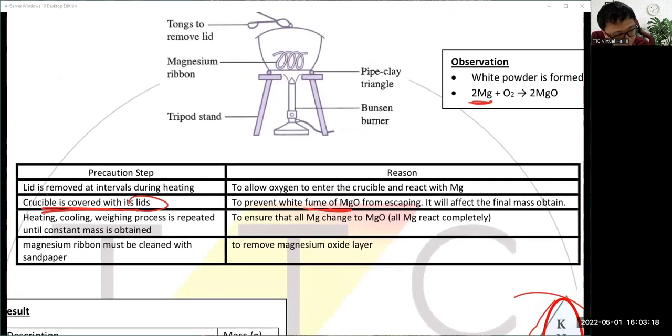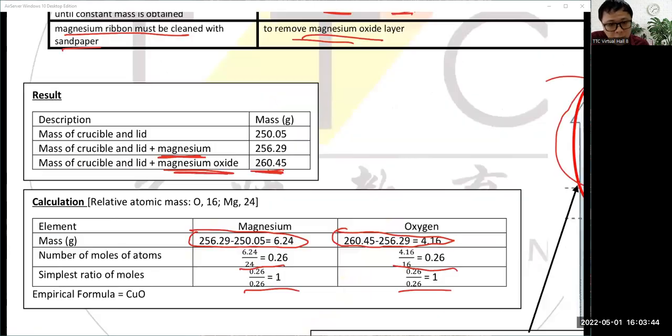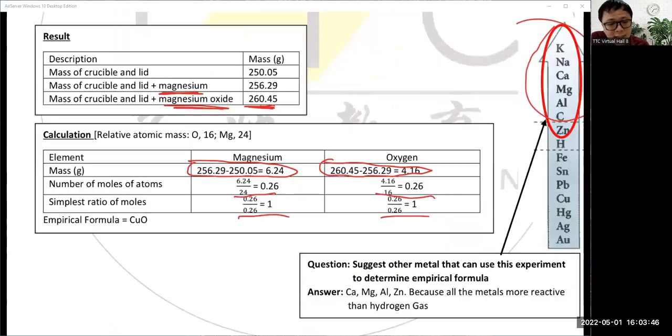But you have to open it up a bit to allow oxygen to enter and react with the magnesium. Then, same as the previous experiment, you repeat the three processes: heating, cooling, weighing, until a constant mass is obtained, to make sure all the magnesium turns into magnesium oxide. Then you must clean the magnesium with sandpaper, because normally metal surfaces have an oxide layer. You remove it so that you get the mass of pure magnesium.